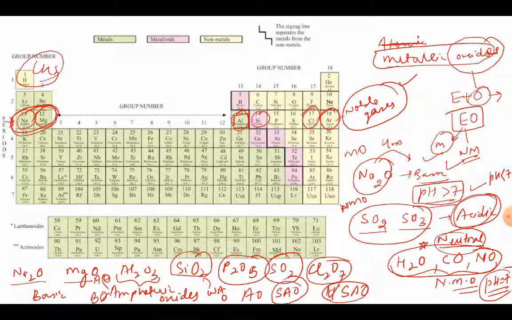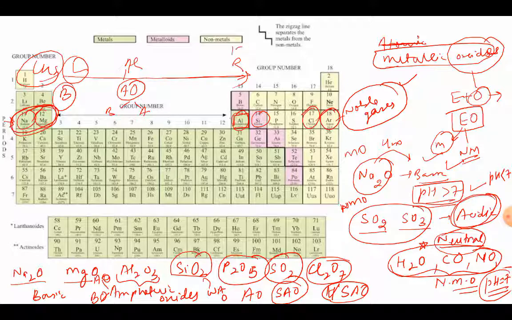So what is the trend? Can we say that when we move along a period from left to right, on the extreme left corner, the nature of the oxide is basic. Then in case of aluminium, it becomes amphoteric oxide, both basic and acidic. When we move to the right side till group 17, it becomes acidic, and group 18 do not form oxides at all, right? So this is the behavior in case of a period, right?